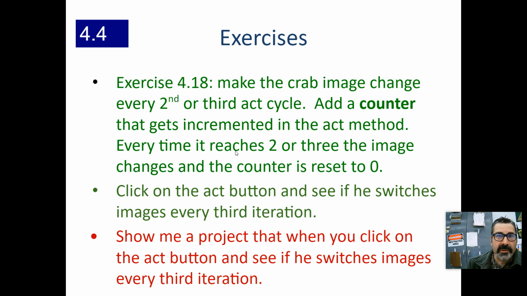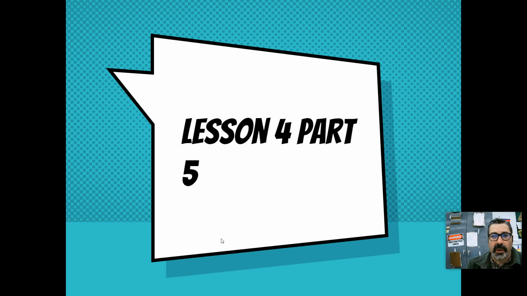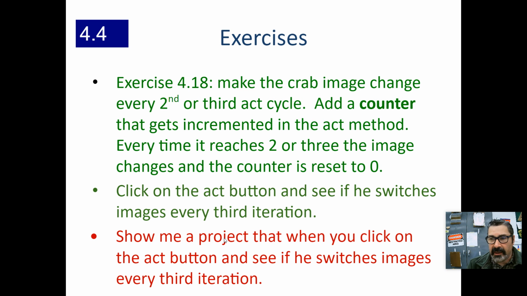See what happens. Make the crab image change every second or third act cycle. Add a counter that gets incremented in the act method. Every time it reaches 2 or 3, the image changes and the counter is reset to 0. Click on the act button to see if it switches the image every third iteration. Then show me this; it is going to be during the quiz. See if you can do it and ask me for help.